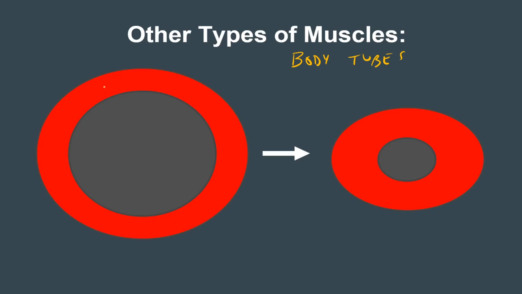So let's just say this is a body tube, and if this is a blood vessel, there would be blood in here. If this is one of your airways, if this is a breathing tube, there might be air in here. You know what I mean? So there can be different things. Your body has different tubes for different things. But the walls of the body tubes, of all your body tubes, are muscle.